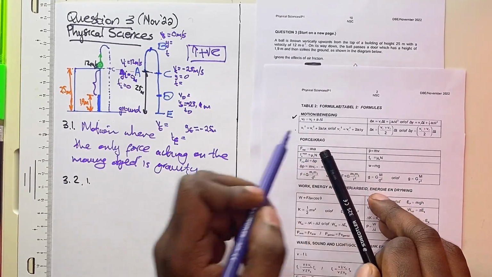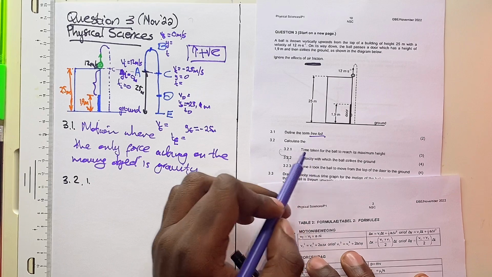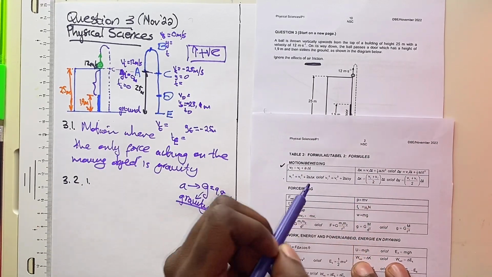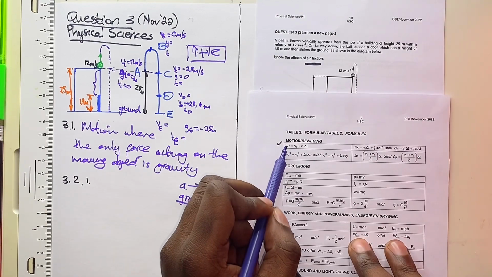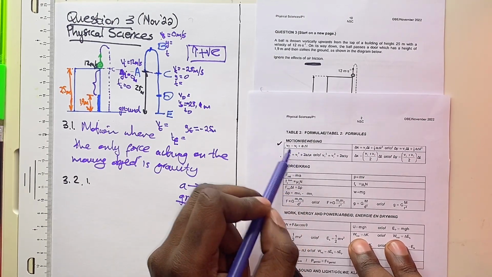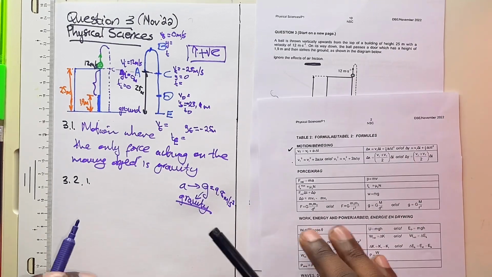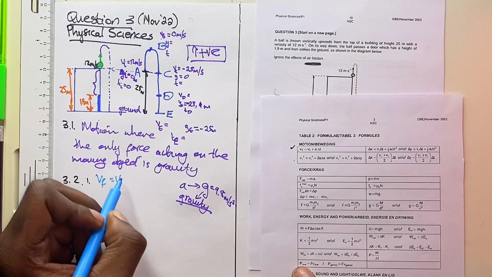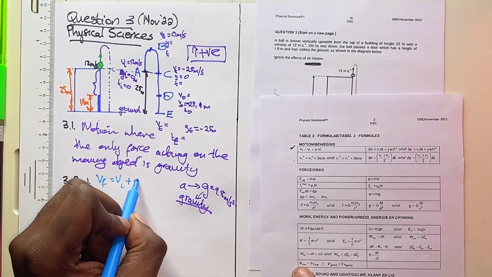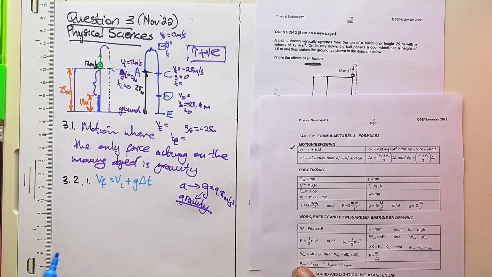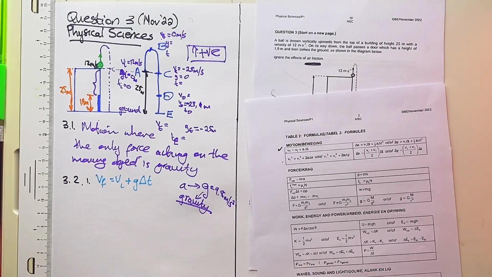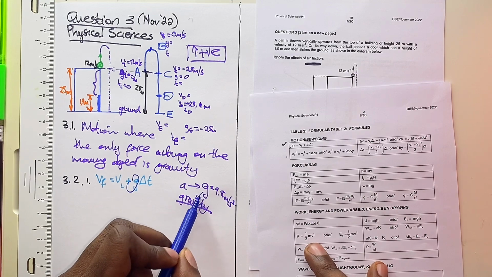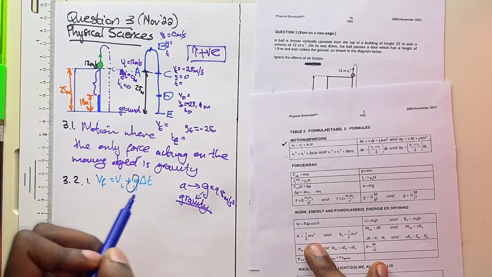Now, do we know delta t? The question says calculate the time, so that's what we are looking for. So I don't need to check the other equations of motion. I'm satisfied that this first equation will get me what I want. Now let's write it down. We have Vf equal to Vi plus g delta t. It's g here because remember I substituted the gravitational acceleration in place of a.